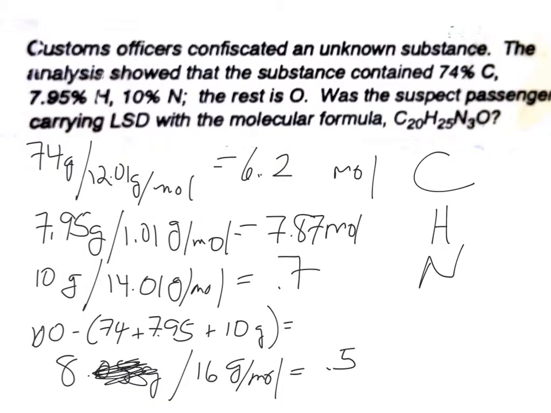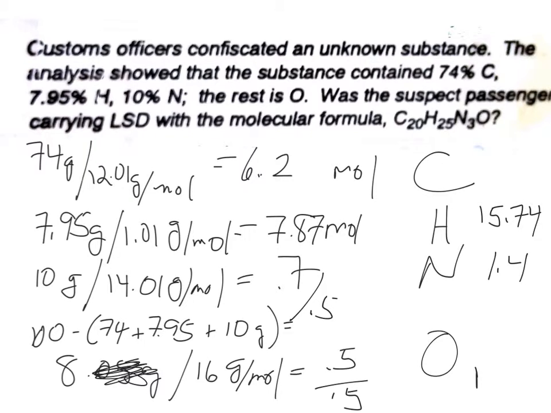So that would give us a half to 1 sig fig. That is still indeed our smallest, so we're going to divide everything by a half. That's for our oxygen, so we know we have 1 oxygen. 0.7 divided by 0.5 gives us 1.4 for our nitrogen. Our hydrogen, we have 7.87 divided by 0.5, which gives us 15.74. And then finally our carbon, 6.2 divided by the 0.5, would give us 12.4.